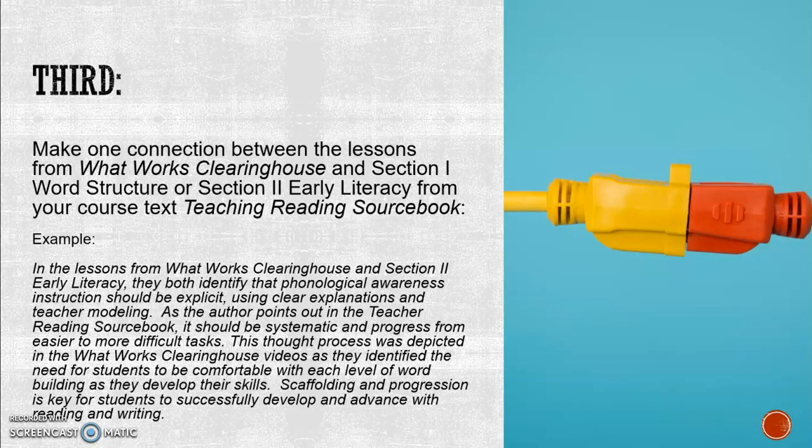The third part is to make a connection between the lesson that you chose in the What Works Clearinghouse and your course textbook, which is Teaching Reading Sourcebook. You can either make a connection from section 1, which is all about word structure, or section 2, which is about early literacy. Below you see an example of a student who made the connection between the two, and you can see that it's thorough and thoughtful, and she does a really good job on that.